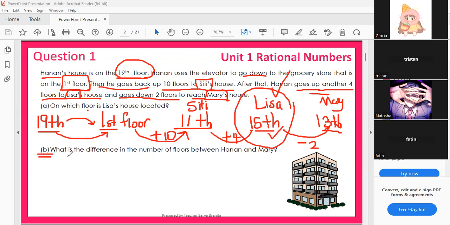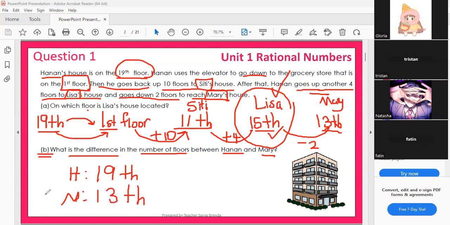Second question B follows that. What is the difference in the number of floors between Hanan and Mary? So here you have to know that Hanan lives on the 19th floor, and Mary, according to your calculation here, lives on the 13th floor. Now, to find the difference, you always just minus. So 19 minus 13, 6 floors. Don't say sixth floor, okay? 6 floors apart from each other. Do you understand this question?